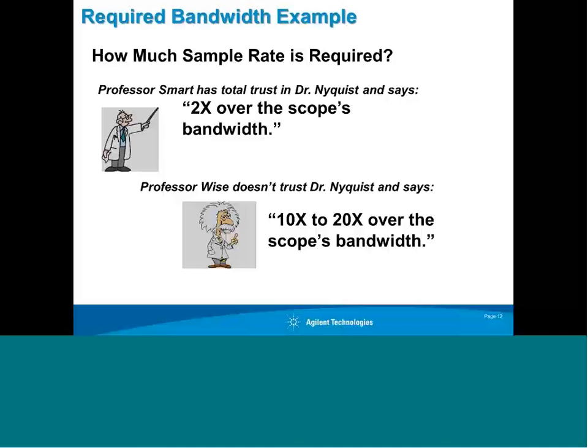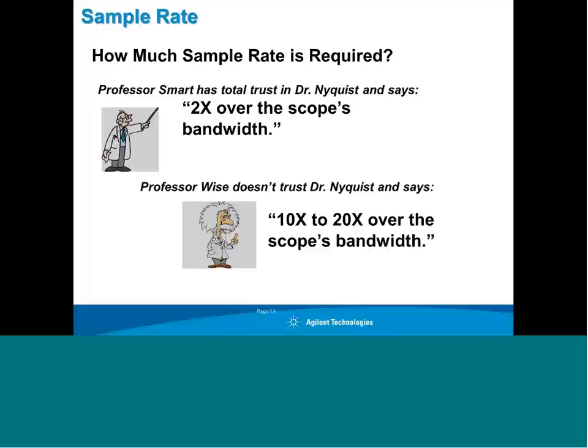So let's now talk about what sample rate is required to produce that bandwidth in a scope. There are 2 trains of thought here, and here I show a cartoon of Professor Smart. He has total trust in Dr. Nyquist and says that all I need is 2 times the scope's bandwidth. So for example, if you determine you need a 1 gigahertz bandwidth scope, Dr. Smart would say all you need is 2 gigasamples per second. Now Dr. Wise doesn't trust Dr. Nyquist, and he says I want 10 to 20 times the scope's bandwidth. Now the truth lies somewhere in between these two.